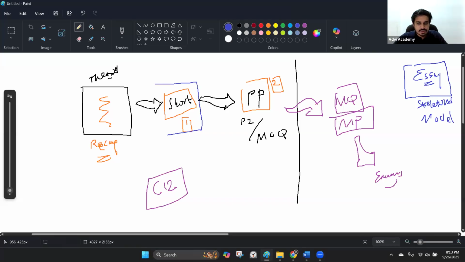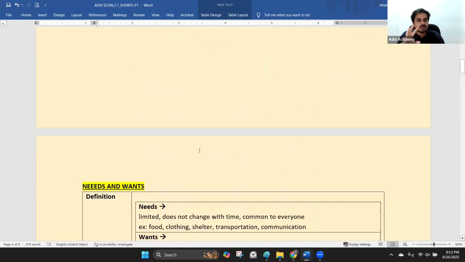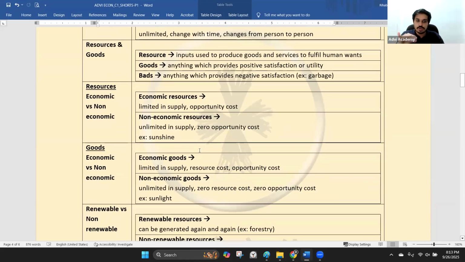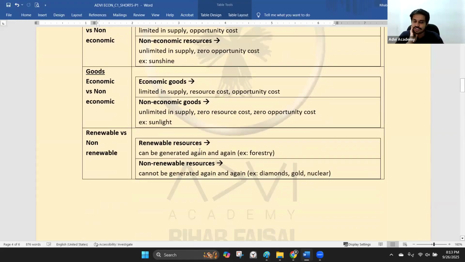But what we are going to focus on right now is this part, because this part is covered in the class, done. This part I'm going to cover in the webinars. This part we will come to again after this to cover the past papers. Okay. So last week we put up the short note. We have done the foundation of economics part. Micro, macro we spoke. Positive, normative we spoke, right? And then we also talked about needs, wants, resources and goods. Economic versus non-economic resources, economic versus non-economic goods, renewable versus non-renewable resources.